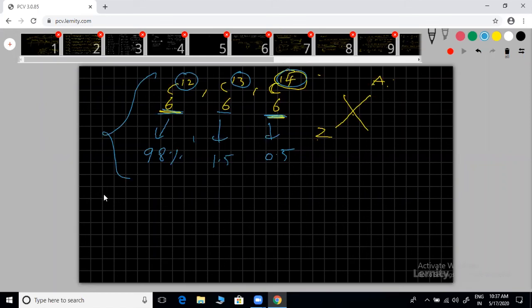So can I write the next statement? Fractional or average atomic mass. Please note it down. Fractional or average atomic mass.